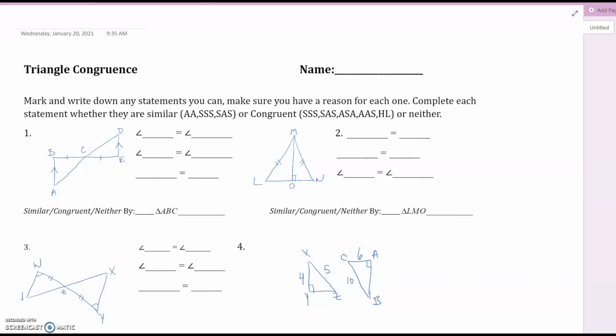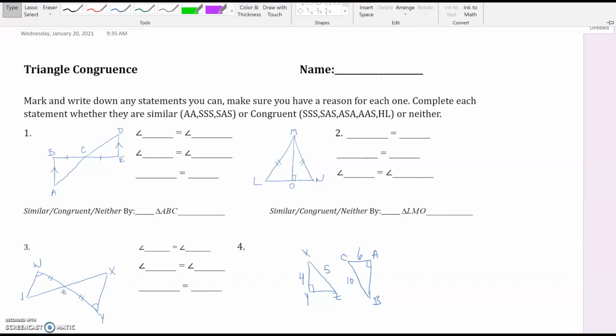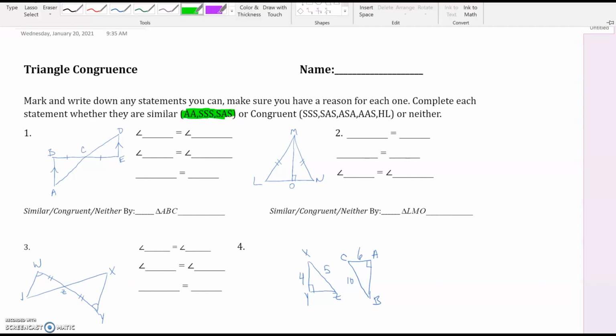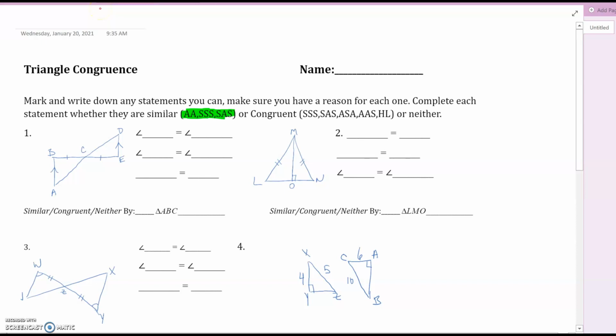Okay guys, this is with your triangle congruence worksheet. Today we're going to be talking about the difference between things being similar and things being congruent. Whenever they are similar, we have these three theorems that we can use. Remember, similar just means that they're going to have a scale factor, or it's dilated of some sort. The scale factor could be 1, but it could also be 2, 3, whatever.